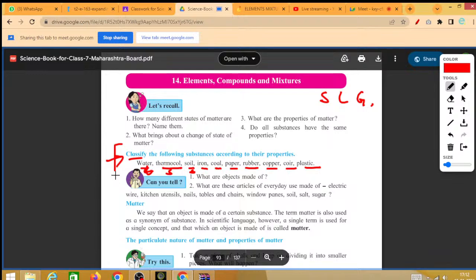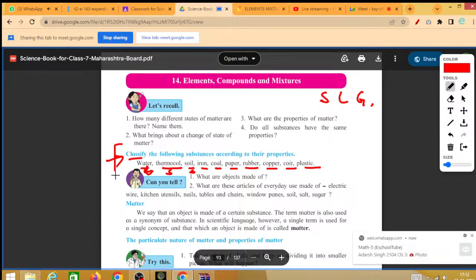Solid. All are solid. Can you name some gases? Carbon dioxide, Miss, nitrogen, hydrogen. Very good. Chalo, let's go ahead now.